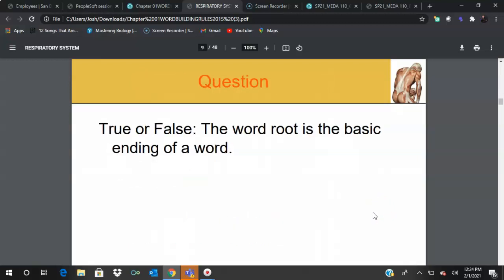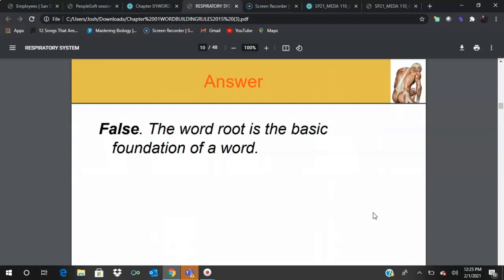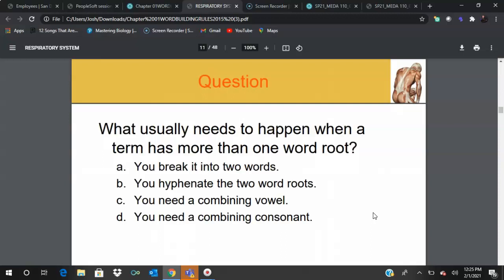Okay, so a question. I know I just said a lot. True or false, the word root is the basic ending of a word. Remember, the word root is the basic component of a word, and not the ending of a word. We'll talk about the ending, which is a suffix, in just a little bit. So it's the basic component or basic foundation of a word.